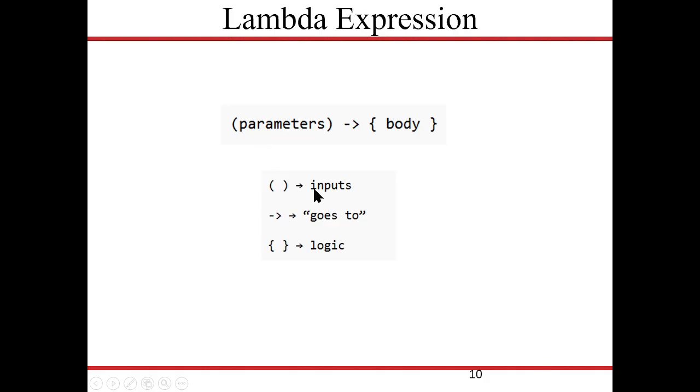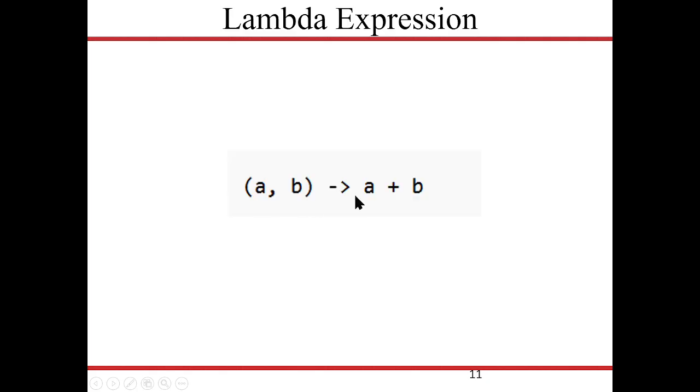The input goes to the logic. All the parameters, the input, the data goes to the logic. The logic is going to operate on the parameters, the data, to provide the final output. So this is the input section and the body contains the logic. Don't forget it has three parts. See this example: a, b goes to a plus b. This is going to return the addition of a and b.